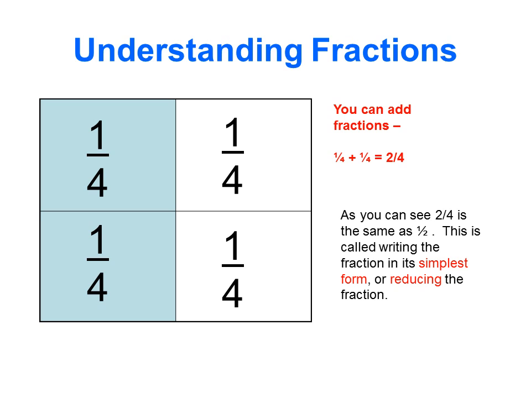This is called writing the fraction in its simplest form, or reducing the fraction. When you get a fraction like 2/4, you can see that it can be made to look simpler by writing it as 1/2, because 2/4 is the same as 1/2. 2 quarters of an object is the same as 1/2 of an object.